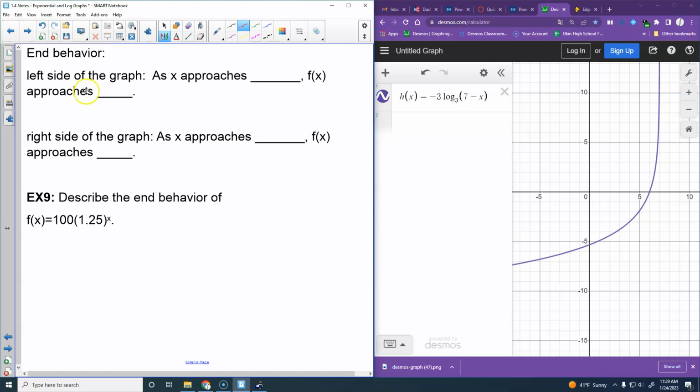So, on the left side of the graph, what you want to say is as x approaches the left endpoint of your domain, f of x will approach, and in this blank right here, you're either going to have positive infinity, negative infinity, or a number.